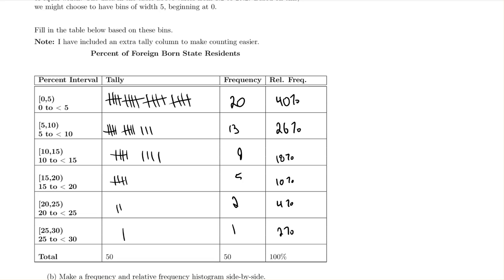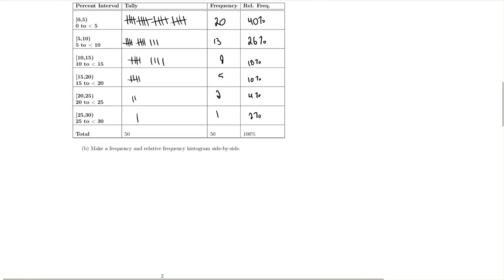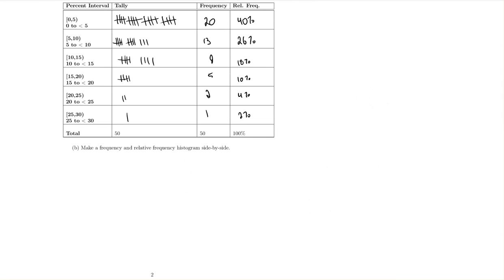So here's where I have. Now I'm going to make two histograms. I'm going to make a frequency histogram and I'm going to make a relative frequency histogram. And I'm going to put them side by side so we can see the similarities and differences of them. So if I want to make these histograms, I'm going to have an X and a Y axis in both their cases. So I'm going to make just an X and a Y grid.